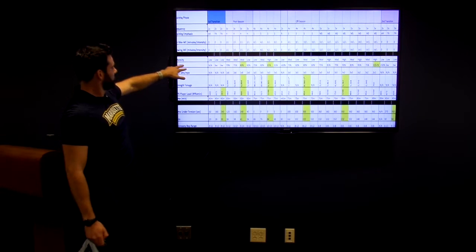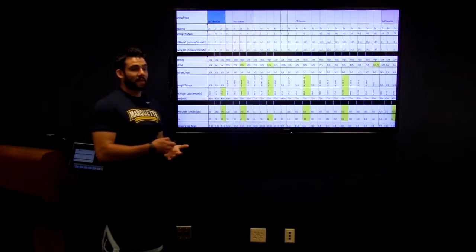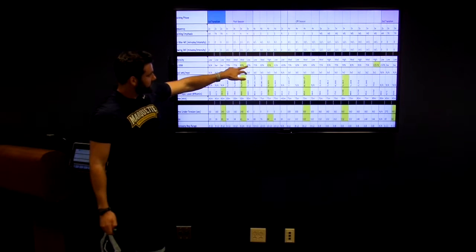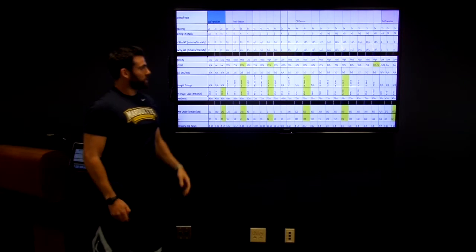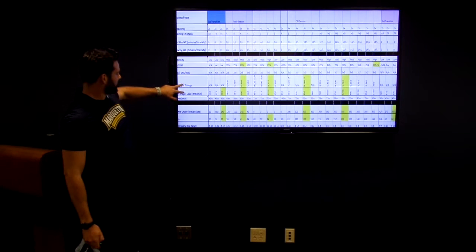Here's our intensities right here. You can see that they're undulating. That's due to the strength phases that I'm going to be performing. Usually there's a lot of deload weeks in there, as you can see. There's a 60%, 60%. So active rest deload weeks just to ensure we're not overtraining, as well as the strength tonnage and RPE load down here.